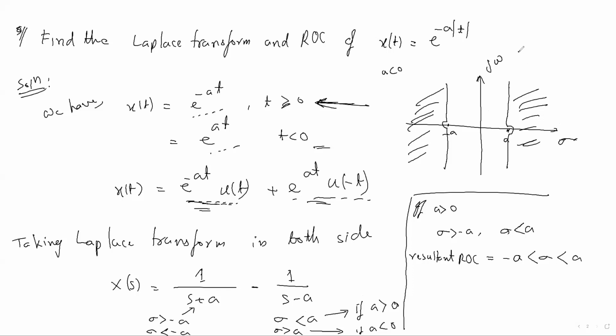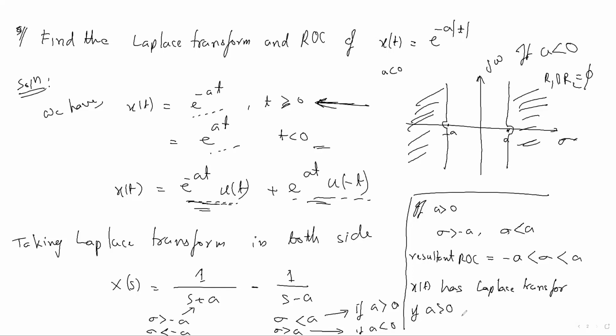So you can see if a is less than 0, then R1 intersection R2, the resultant of these two signals, is nothing but phi. So this signal exists, the Laplace transform of this signal exists, only if a is greater than 0. Okay, so you can write like this: x of t has a Laplace transform if a is greater than 0.